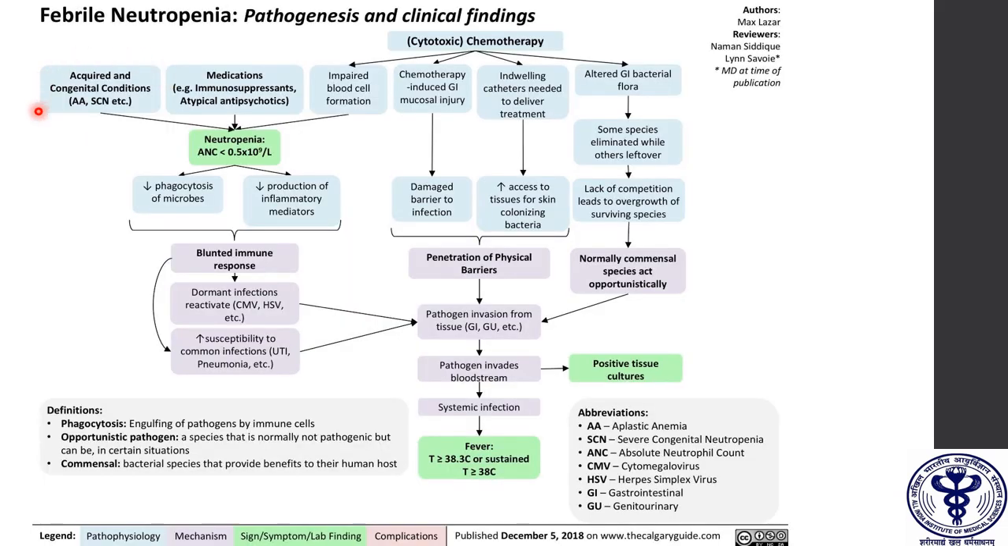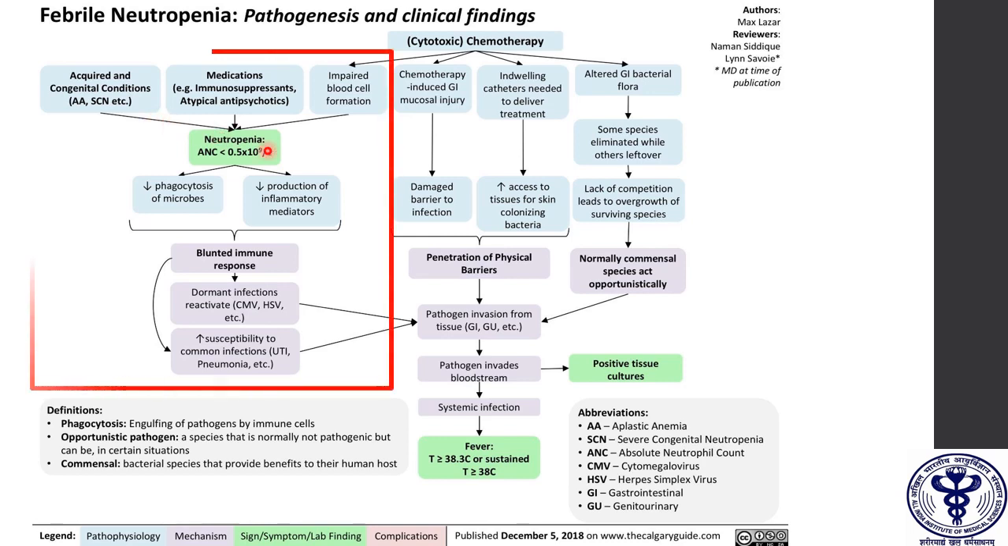So in the setting of acquired or congenital conditions causing neutropenia or medications which might be suppressing the bone marrow, the neutropenia, by virtue of reduced phagocytosis and reduced production of inflammatory mediators, predisposes the host to a variety of infections like UTI, pneumonia, mostly of bacterial or fungal etiology, but may also cause reactivation of dormant viral infections.